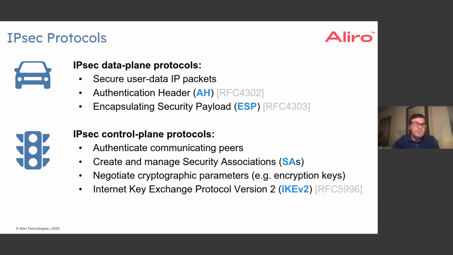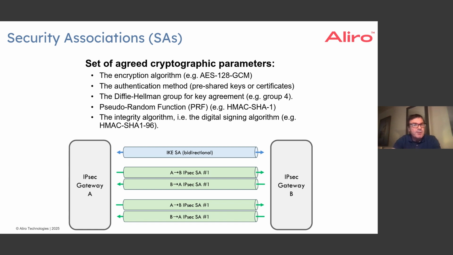There are also multiple control plane protocols that are responsible for things like authentication, creating and managing security associations, and for negotiating cryptographic parameters. In this webinar, I will only cover one of these control plane protocols, namely the Internet Key Exchange Protocol version 2, or IKEv2 for short. This is the most recent version, and it's also the version that you will need if you want to deploy quantum-safe networks.